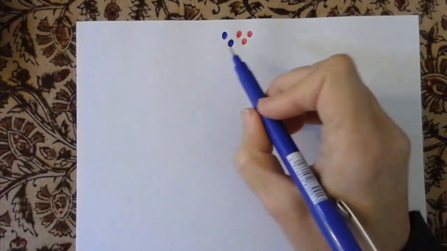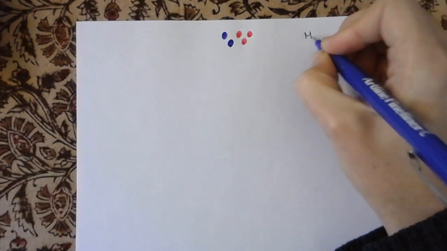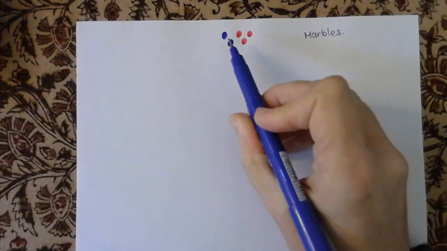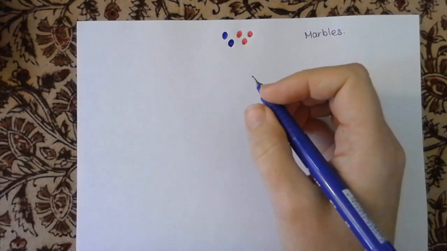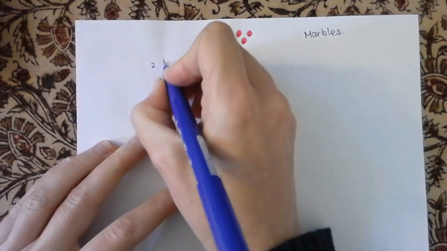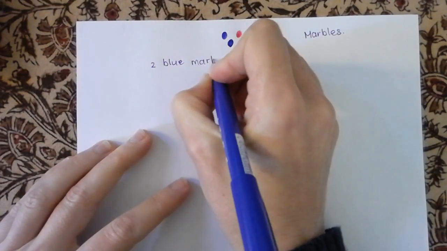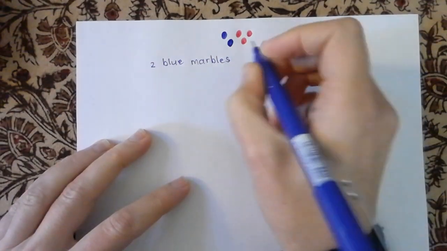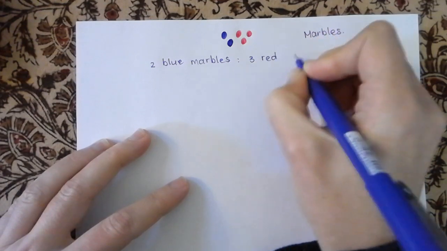So, for example, we have marbles. Okay, I know it doesn't look like marbles, but we are going to call it marbles. Okay, so we have 2 blue marbles and 3 red marbles in the bag. So I'm going to say we have 2 blue marbles. Okay, so the ratio is 2 blue marbles to 3 red marbles.